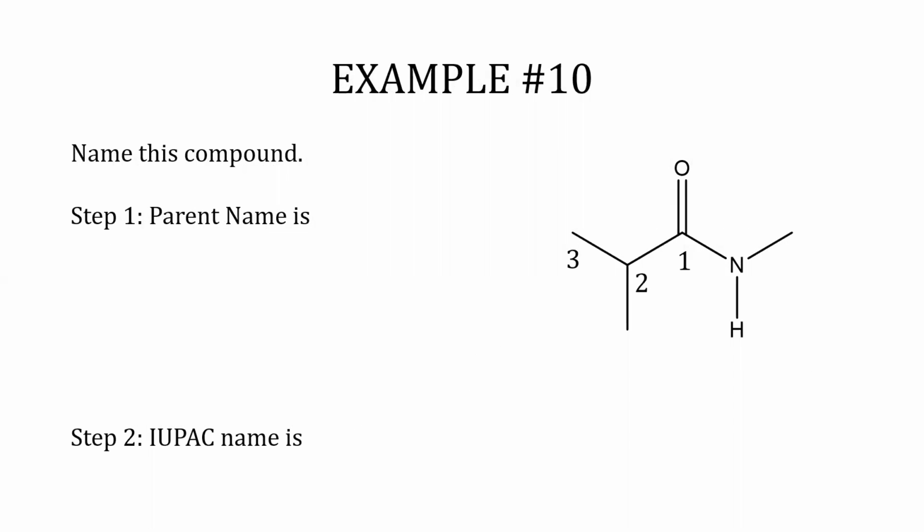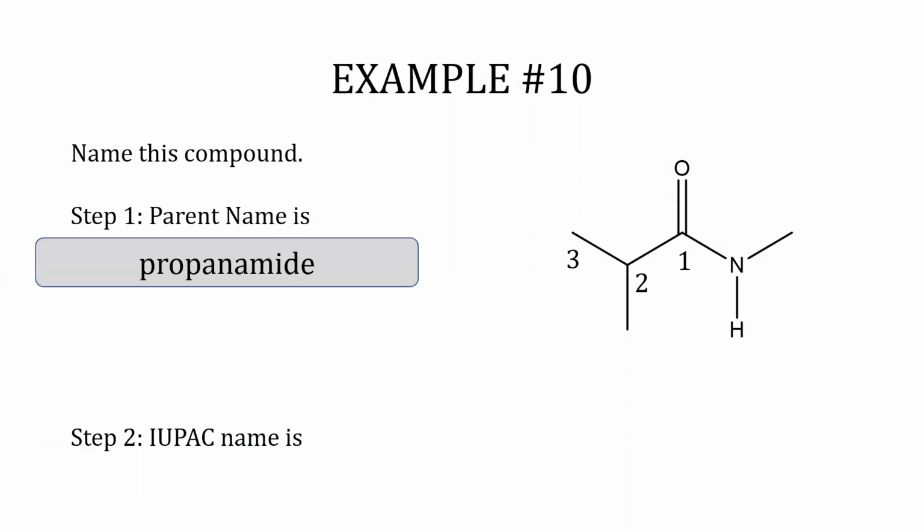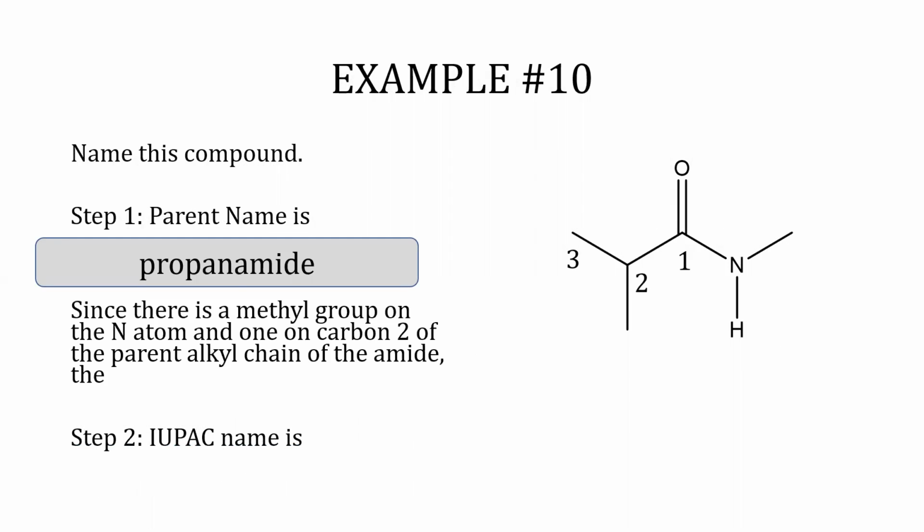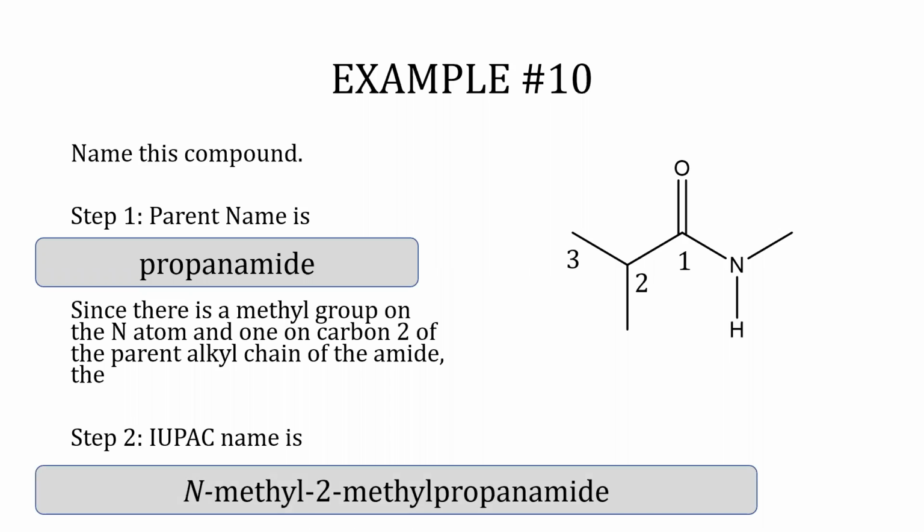Example 10's parent name ends with propenamide. There is a methyl group on the N atom and one on carbon 2 of the parent alkyl chain of the amide. The IUPAC name is N-methyl-2-methylpropenamide.